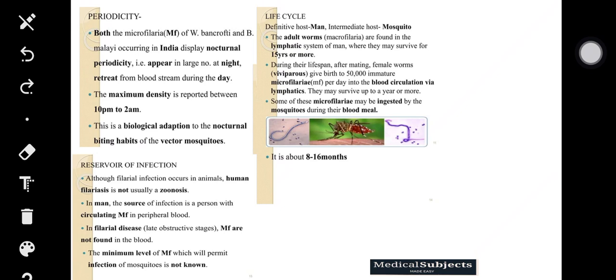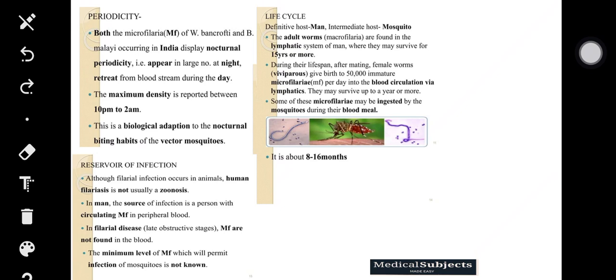The definitive host is man, from man to man. This is man to man through a mosquito, and not from animal to man. So if it is animal to man, it is called zoonosis. If it is not animal to man, it's definitely not a zoonosis. In man, the source of infection is a person with circulating microfilaria in peripheral blood.